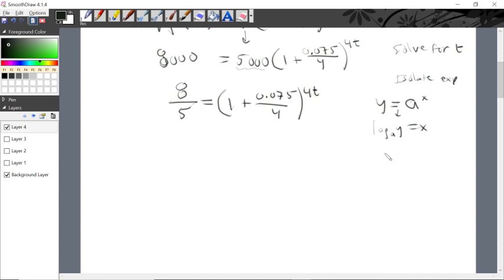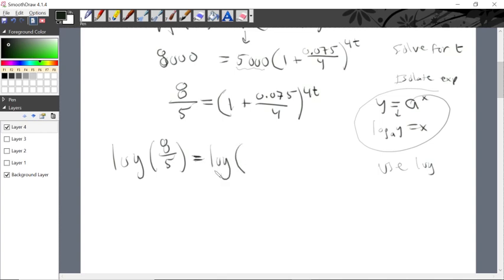So we could do that, but in general, we're just going to use logs. So I'm going to take the log of 8/5, and you could certainly use the natural log instead if you would rather. That would be fine. It would also work. So the log of 8/5 is equal to the log of 1 plus 0.075 over 4 to the power of 4 times t.